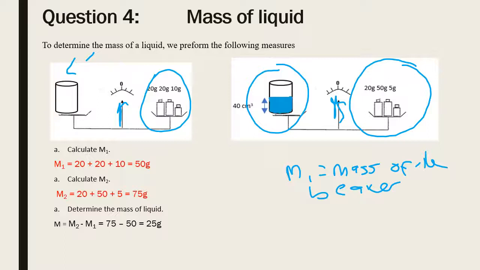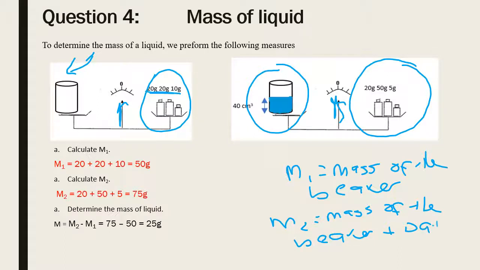So what's just the mass of the beaker? This is 20 plus 20 plus 10, which is 50 grams. And then we've got to do M2. Remember, M2 is the mass of the beaker and water. So this is M2, this is M1.